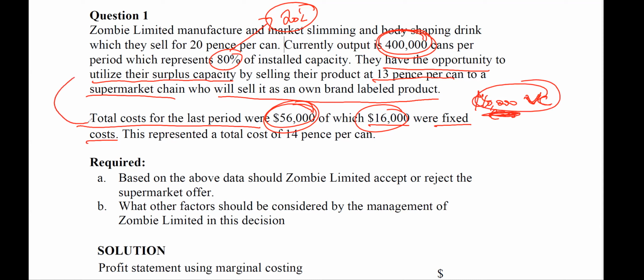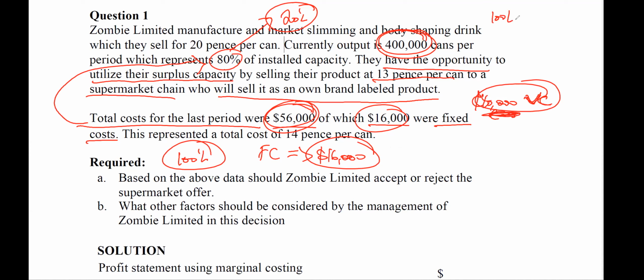But we know that this total cost was for the 80% capacity. Now, assuming we want to get total cost for the 100% capacity, what would it be? We know that fixed cost will still be the 16,000, but variable cost will not be 40,000. Why? Because if we are getting the 100%, the 100% becomes 400,000 over 0.8, right? We end up with 500,000 cans. Now let's get the total cost for 500,000 cans.